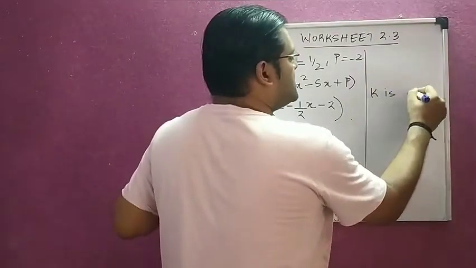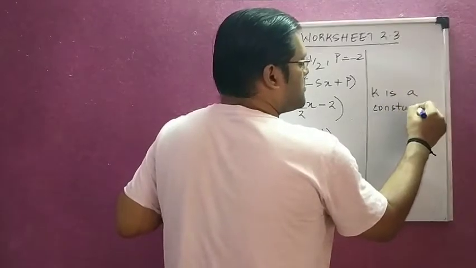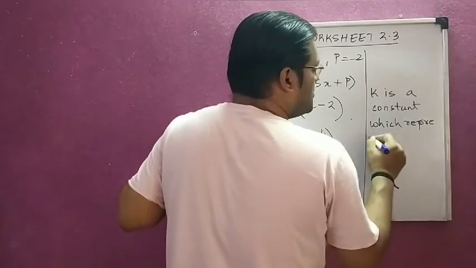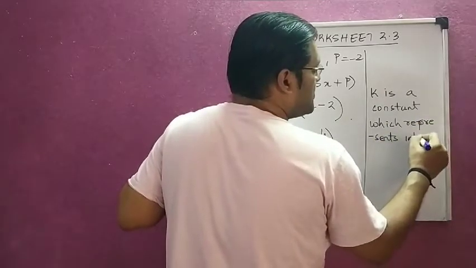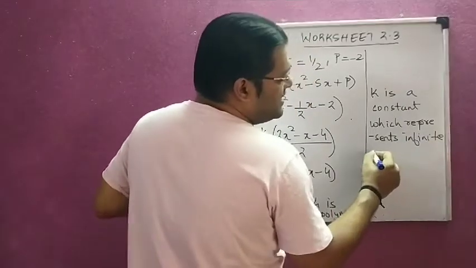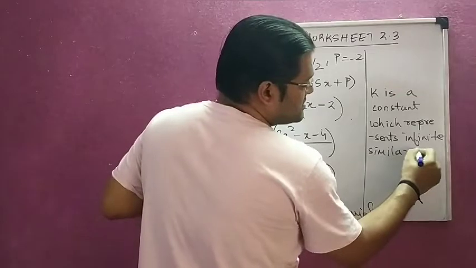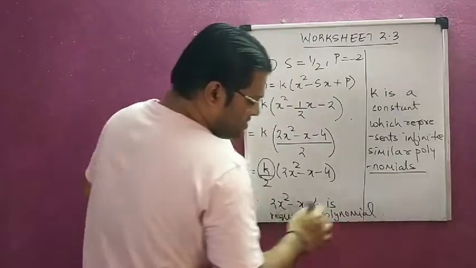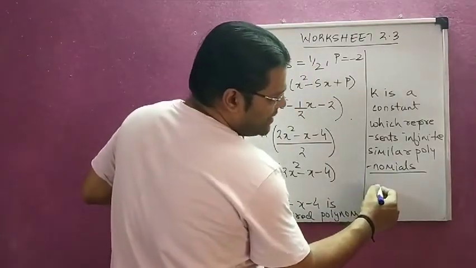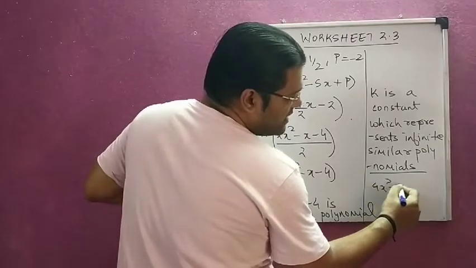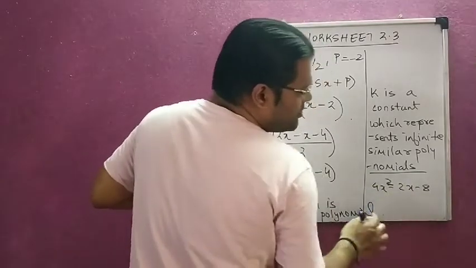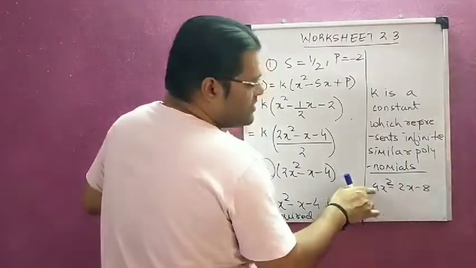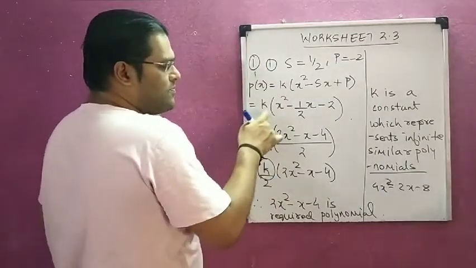Right? K is a constant. Right? Which represents infinite similar polynomials. Because the same polynomial can also be expressed as 4x square minus 2x minus 8. Right? Because here if I see what is common, I can say 2 is common. And if 2 is common, then what is 2? 2 is going to be the value of k.